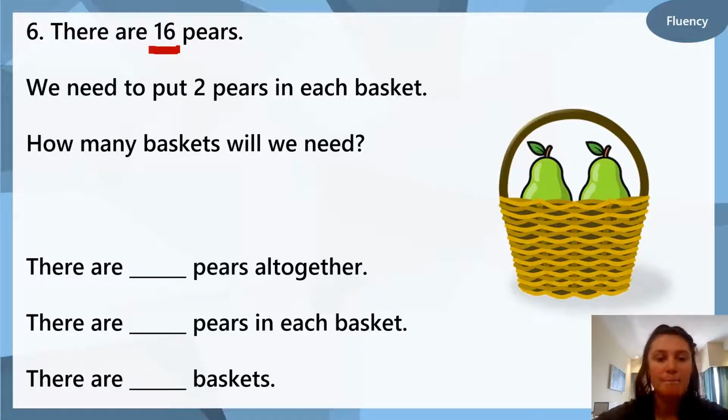There are pairs in each basket. How many pairs do we need to put in each basket? That's in the question as well. You're right. We need to put 2 pairs in each basket. How many baskets will we need? Well, here you need to take your 16 counters. You need to put them into groups of 2 and tell me how many equal groups you have. How many baskets will we need?